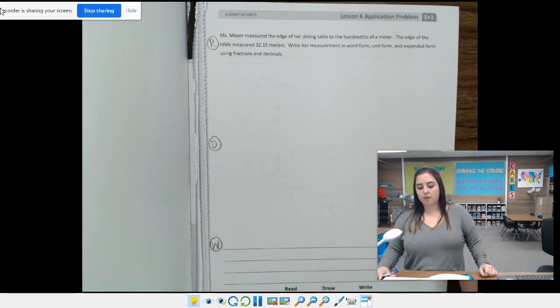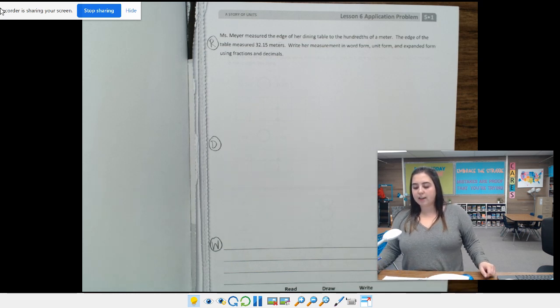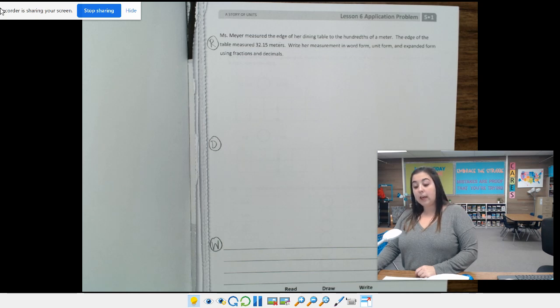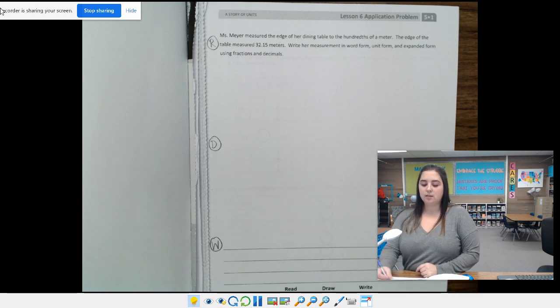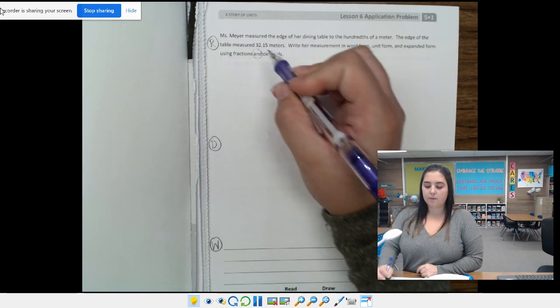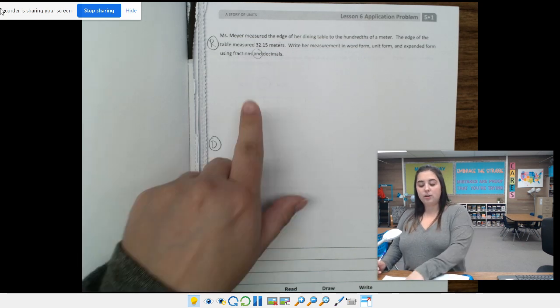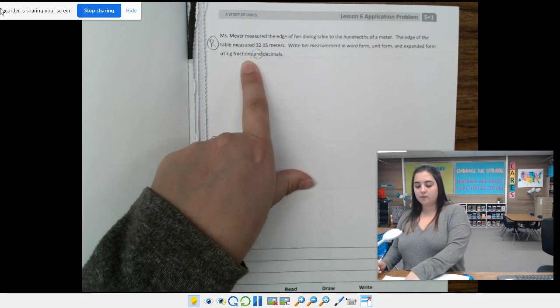Let's read the question. Miss Meyer measured the edge of her dining table to the 100th of a meter. The table measured 32.15 meters. Write her measurement in word form, unit form, and expanded form using fractions and decimals. So I'm going to circle "and" because I think that's important. I might forget that I have to do it 2 different ways.